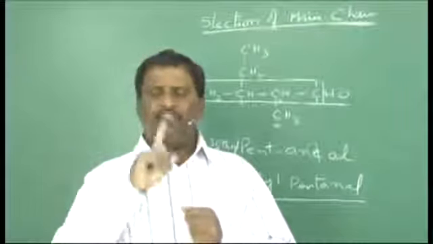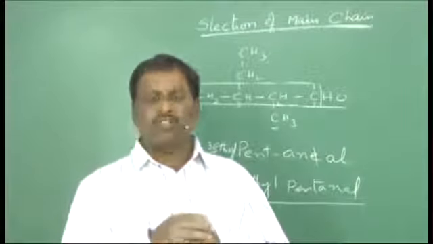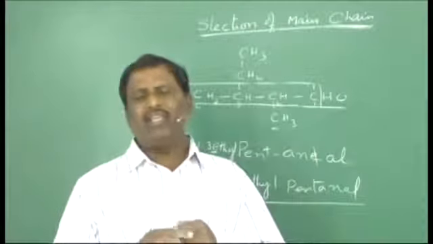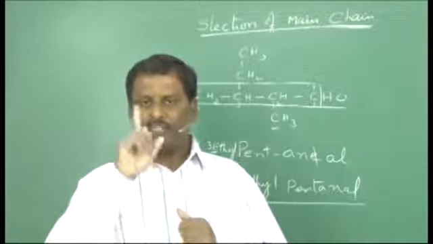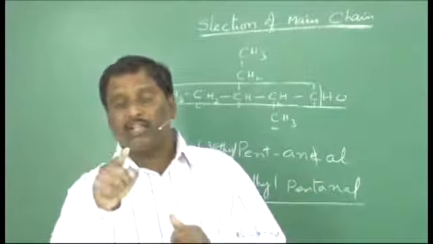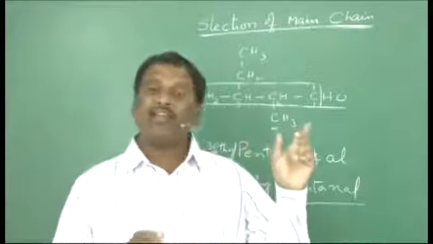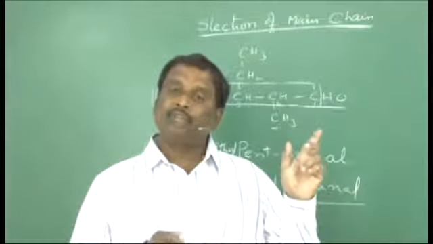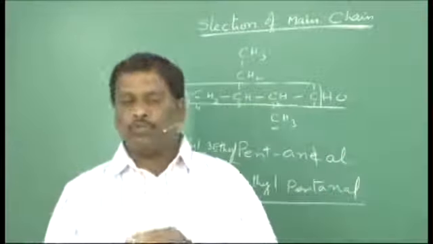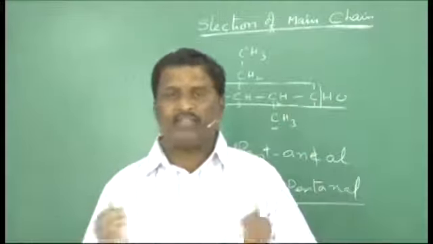But if any functional group is present, that functional group must be included in the main chain, even though due to the inclusion, the chain has fewer carbon atoms than the other method. So, when a functional group is there, you should give preference to it so that it is included in the main chain and the chain has the maximum number of carbon atoms.